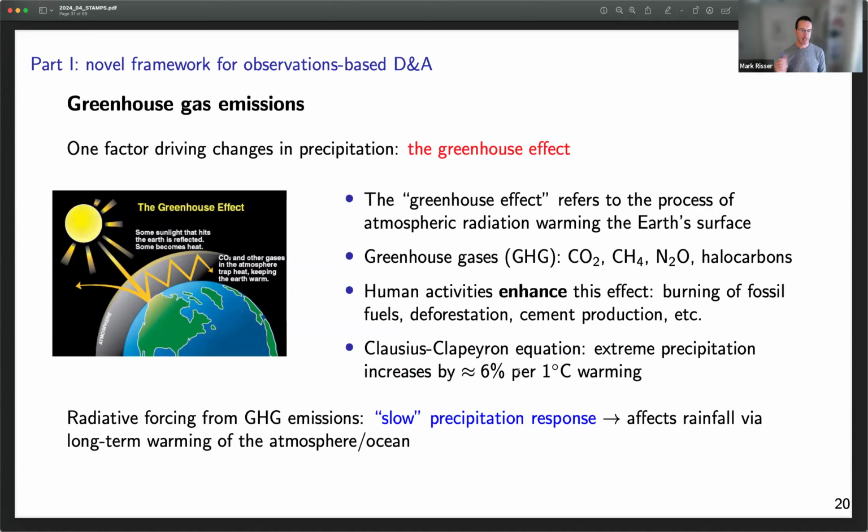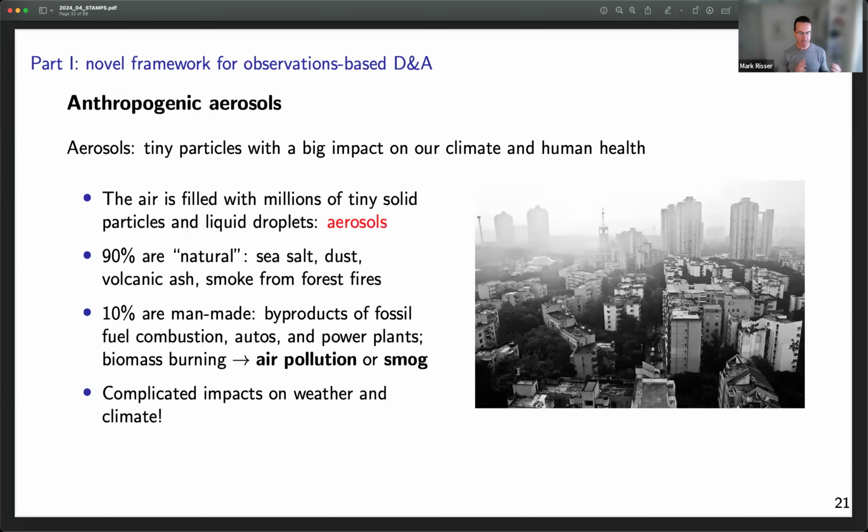And the radiative forcing from these emissions contributes to what we would call a slow precipitation response, where they have this lagged effect on rainfall. There's a long-term warming of the atmosphere and ocean, which on longer time scales would result in these changes to precipitation. So that's greenhouse gas emissions. Again, very well studied, and we have pretty good expectations about what should happen in terms of their relationship to rainfall.